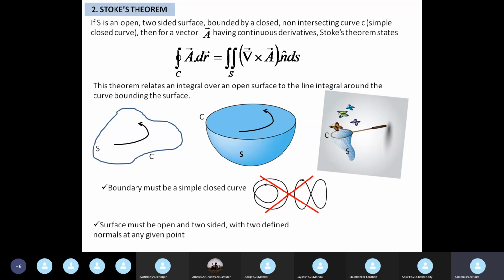Or the surface must be open and two-sided with two defined normals at any given point. So if you look at the first surface, at any point you can consider two normals, one outward, one inward. The second figure, at any point two normals, one outward, one inward. For the net too, you can see two normals, one outward, one inward at any point.